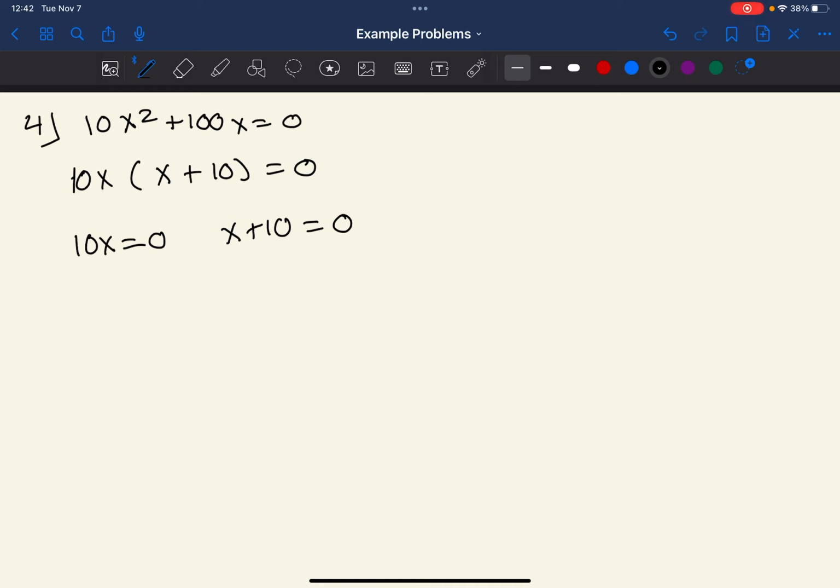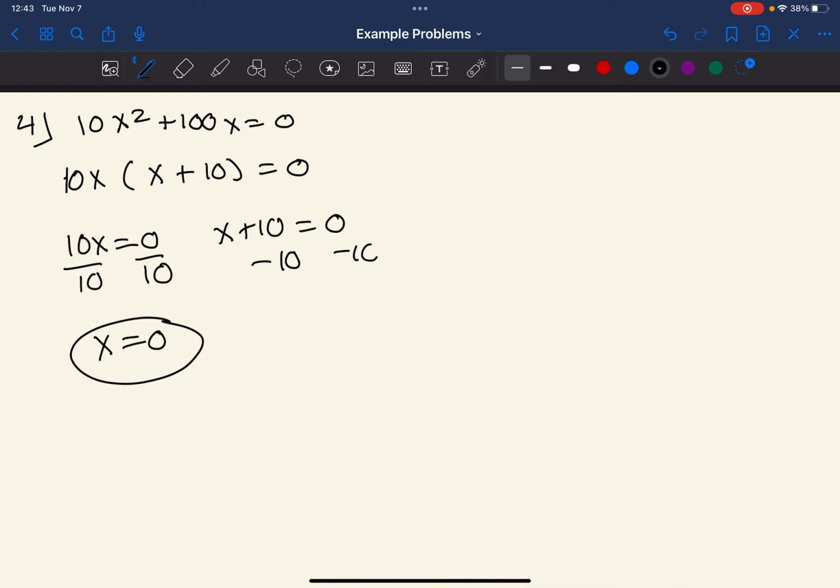And then I'm just going to solve for x on each one. So the first one I'm dividing by 10, and I get x is equal to 0. The second one I subtract 10, and I get x is equal to negative 10. So my two answers here are 0 or negative 10.